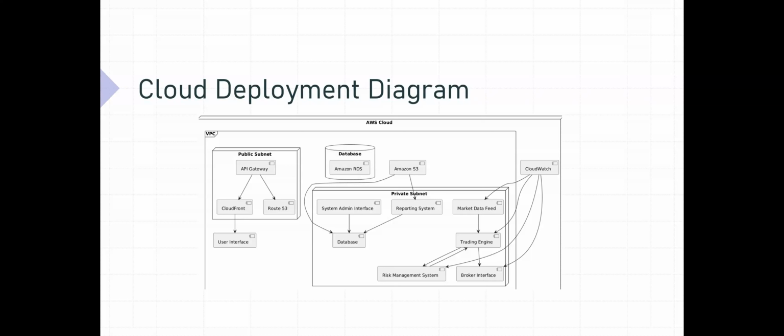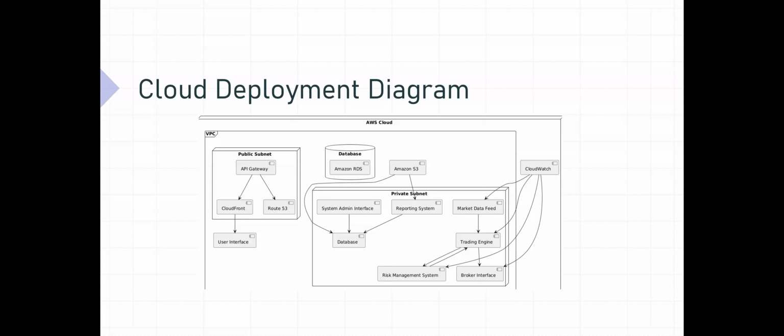The Amazon CloudFront, which is the content delivery network for delivering the user interface with low latency to global users. The Amazon Route 53, which is the DNS service for routing end users' requests to the appropriate services.